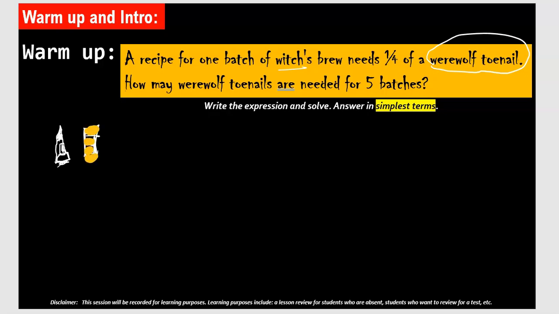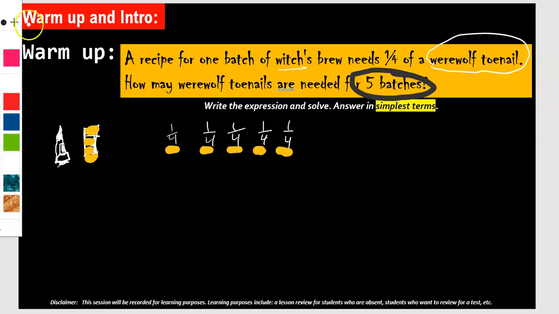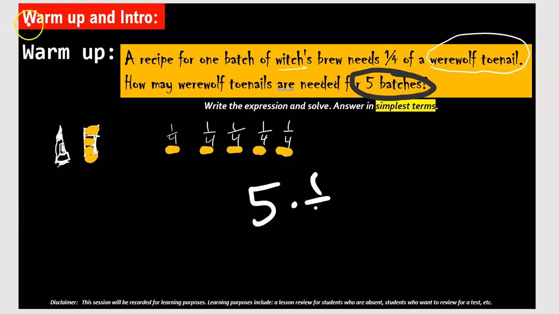Now, for each batch of brew, the witch needs a fourth, but we're going to make 5 batches. So we need a total of how many? We need a fourth for one batch, a fourth for our second batch, a fourth for the third, and then another fourth, and then we need 5 fourths. This is 1/4, 1/4, 1/4, 1/4, 1/4. And this could also be done by, of course, the famous 5 times 1/4.